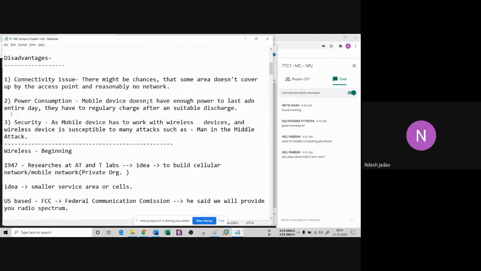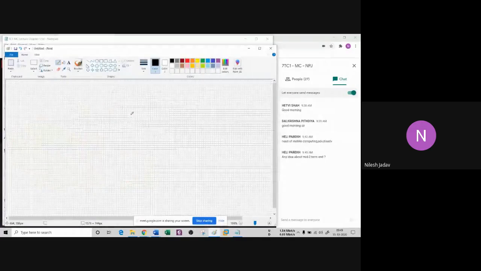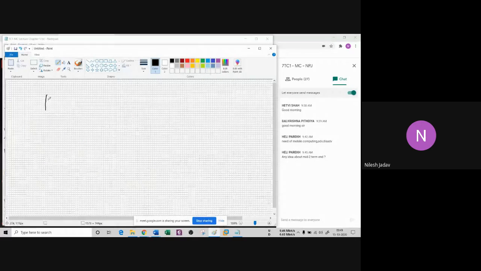The second disadvantage is power consumption, and we had also discussed this. It's something like this: if there is an access point here, and a person is very near to the access point with a mobile device, then his mobile does not have to use so much battery to find the signal, because he is very near to it, right? So it will not consume that much battery power.